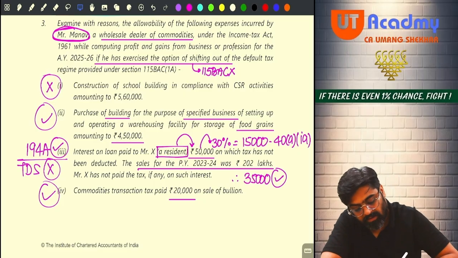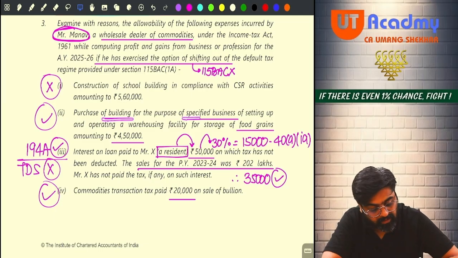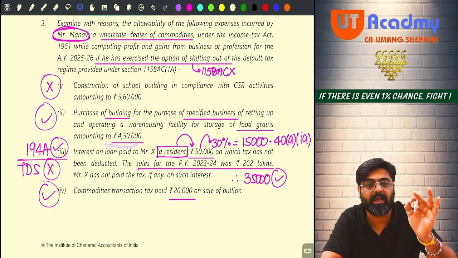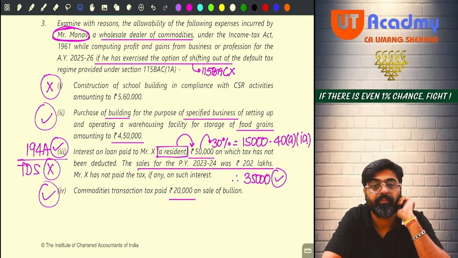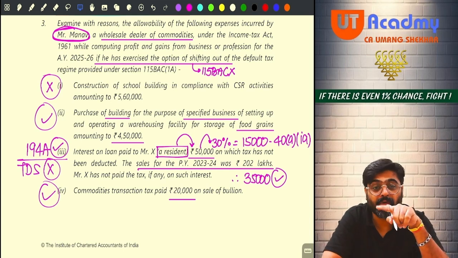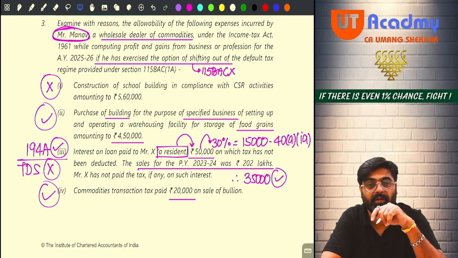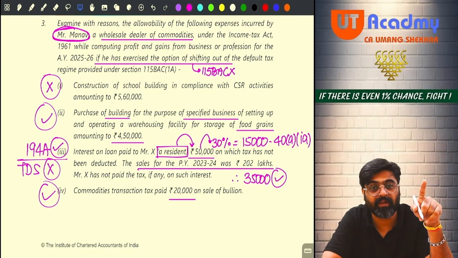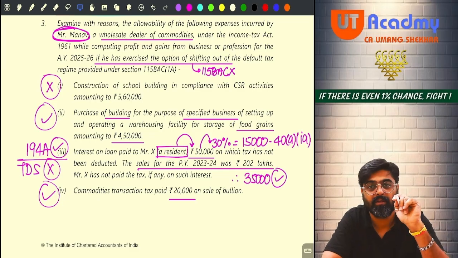Next one. Purchase of building for the purpose of specified business of setting up and operating a warehousing facility for storage of food grains amounting to 4,50,000. This entire amount he will be able to claim under section 35AD. Why, you know? Because he is not following 115BAC. If you don't follow 115BAC, you get additional depreciation also. You get donations for scientific research, etc. also as a deduction. You get the deduction for section 35AD also.